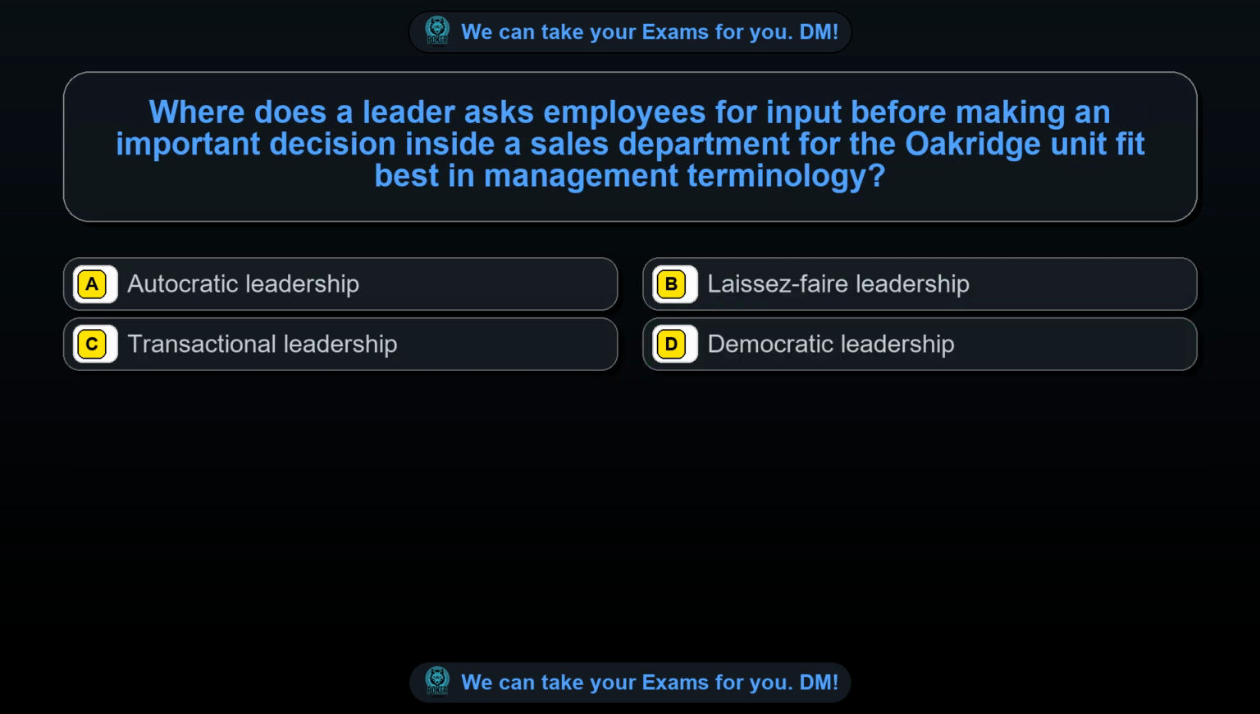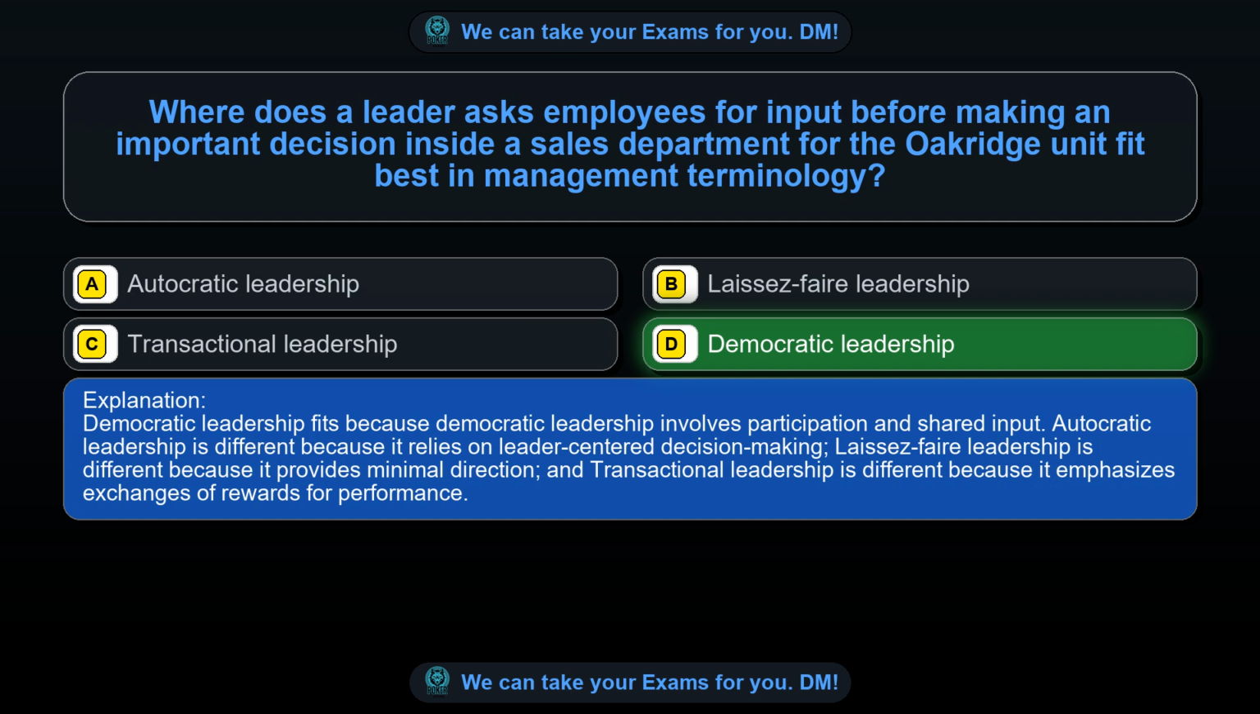Question 46. Where does a leader ask employees for input before making an important decision inside a sales department for the Oak Ridge unit fit best in management terminology? Option A, autocratic leadership. Option B, laissez-faire leadership. Option C, transactional leadership. Option D, democratic leadership. The correct answer is option D, democratic leadership.